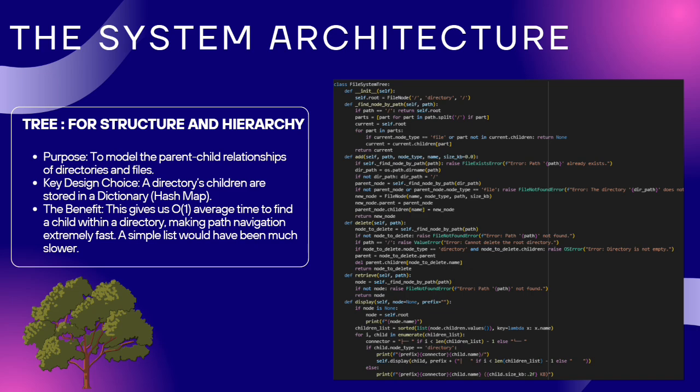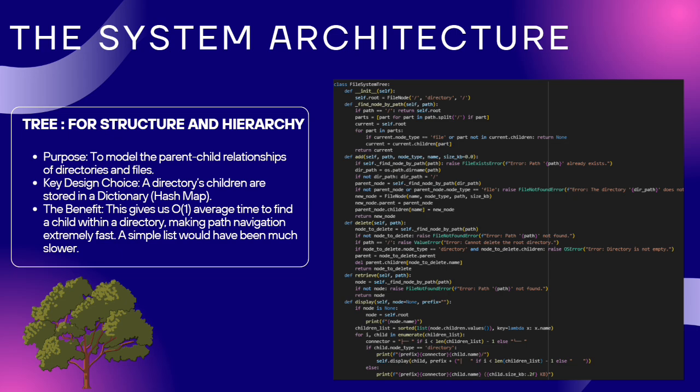So, in order to create this project, I used three main data structures. First, we have the file system tree, which acts as the hierarchical backbone of the entire system. The tree was a natural choice for modeling the file system structure. Its main purpose is to manage the parent-child relationship between directories and files.